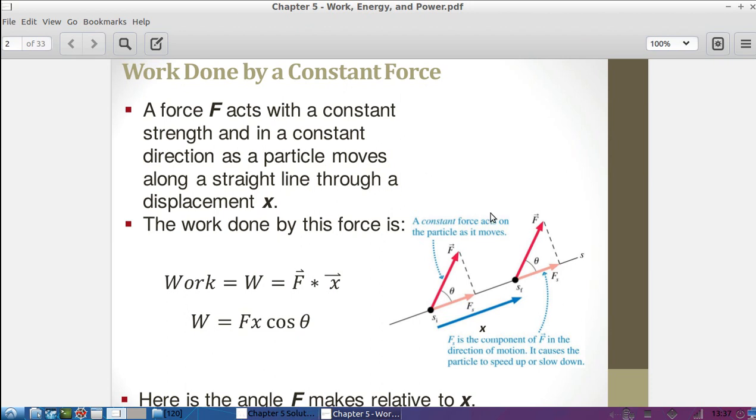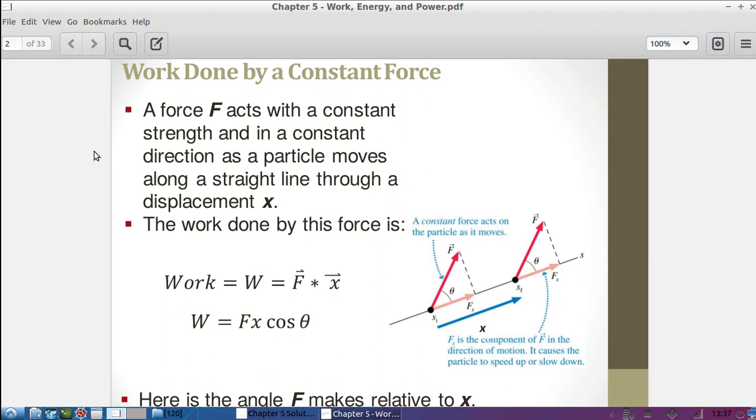Okay, let's do some work. Chapter 5 is a pretty long chapter. It deals with a couple new concepts in physics. A lot of the problems are going to be similar, but we're asking different questions about a system. And one of the first things we're going to look at is what we call work.